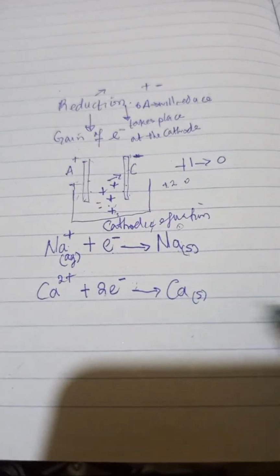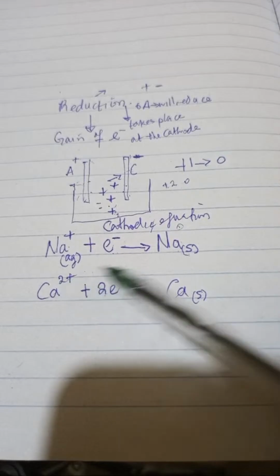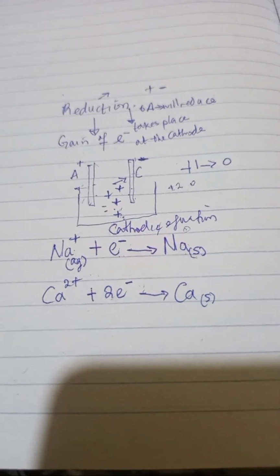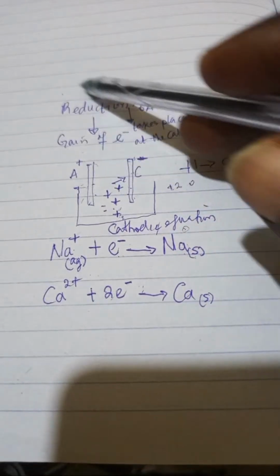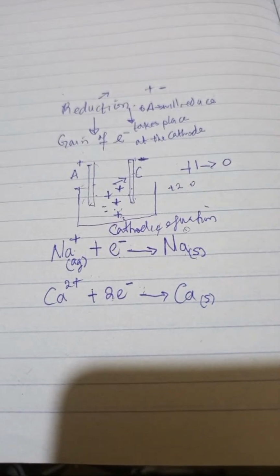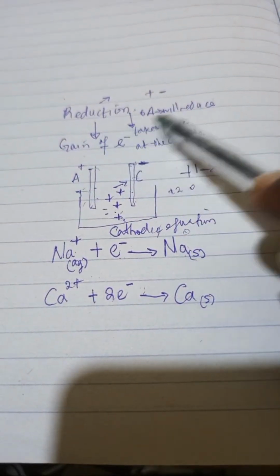The calcium has been reduced from plus 2. It changed to 0. That means it has been reduced. Okay, so this is just reduction. I hope you understand. Is there any question on reduction? I hope you guys understand reduction. Reduction means gain of electrons.